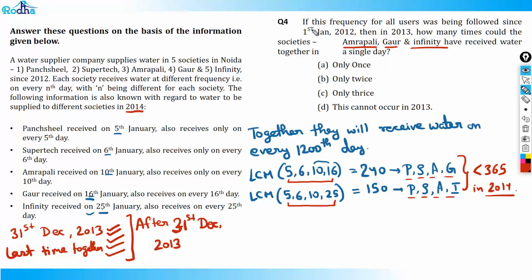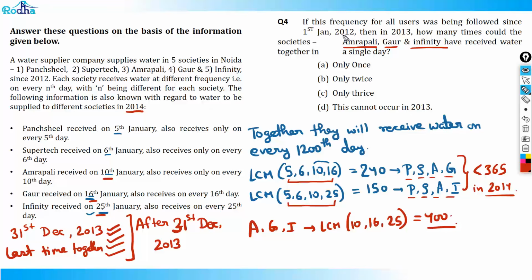So for Amrapali, Gaur and Infinity, Amrapali is 10, Gaur is 16 and Infinity is 25. So the LCM of 10, 16 and 25 is how much? It is 400, right? So for Amrapali, Gaur and Infinity, this number is the LCM, 400. That means after 1st January 2012.